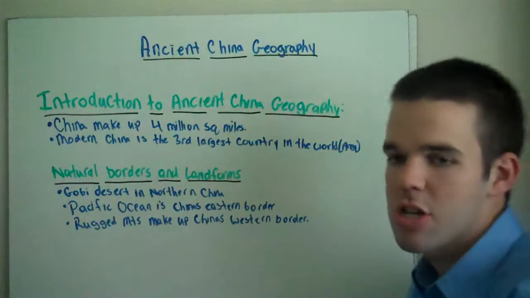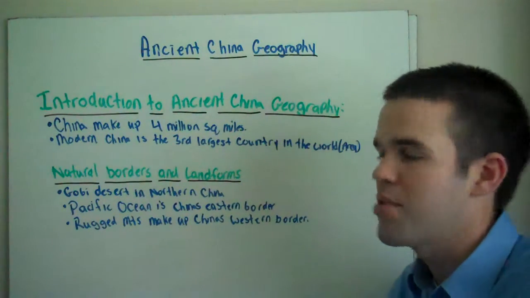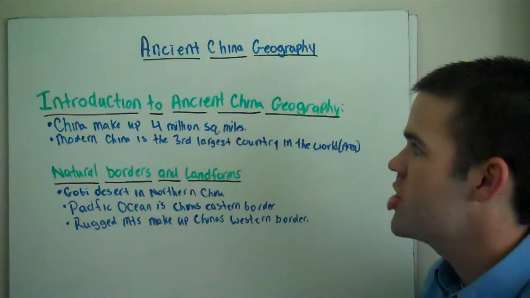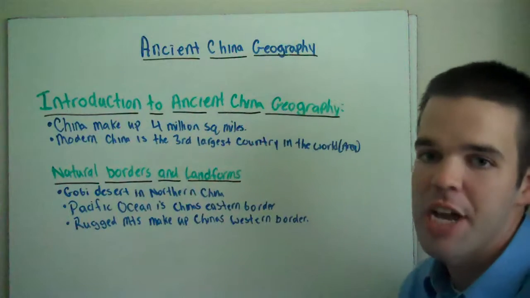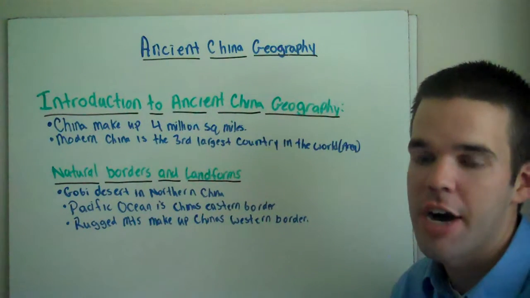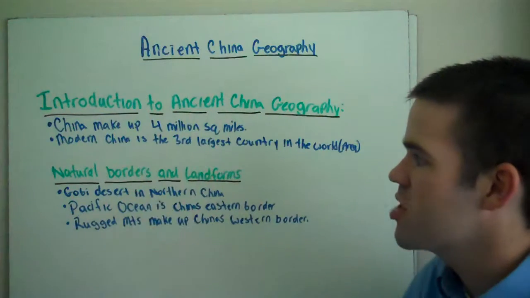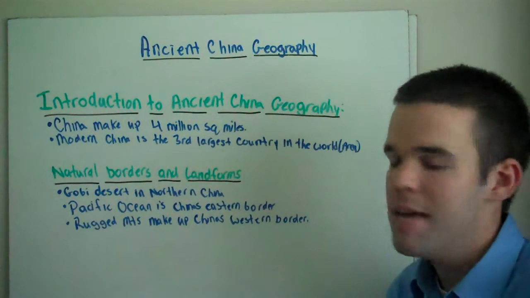Now, a little bit of introduction to ancient China. China makes up 4 million square miles total. Modern China is the third largest country in regards to area in the world. So it is a large area of land. Natural borders and landforms. The Gobi Desert is in northern China.